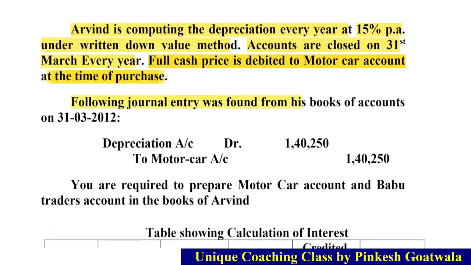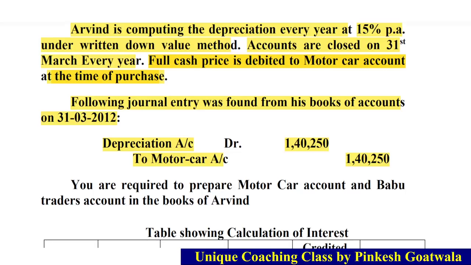The following journal entry was found in his books on 31st December 12: Depreciation to motor car 140250. You can see the same point as the previous sum. Here what do they give? They give the depreciation. I told you, whenever in a question they give the amount of depreciation or a journal of depreciation, with that help you can get the cash price. So here let's find out the cash price and then solve the sum.